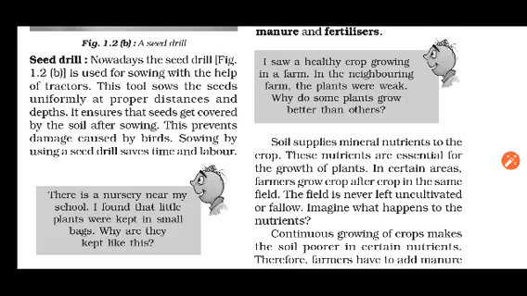Nowadays the seed drill is used for sowing with the help of tractors. Seed drill is a modern device and it is drawn by tractors. This tool sows the seeds uniformly at proper distance. So what is the advantage of using a seed drill? This seed drill sows the seeds. इसमें क्या होता है, सीड जो होते हैं एक यूनिफॉर्मली प्रॉपर डिस्टेंस पर सो यानी बोए जाते हैं. And one more important point, इसमें डेप्थ भी ज्यादा होती है, इसमें गहराई भी ज्यादा होती है.